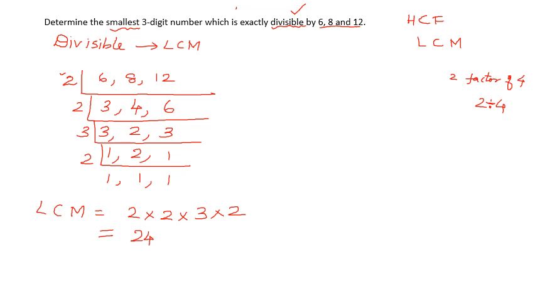Now we are asked to find the 3-digit number. How are we going to find the 3-digit number? Multiples of 24. You have to see the multiples of 24. 24 ones are 24. 24 twos are 48.